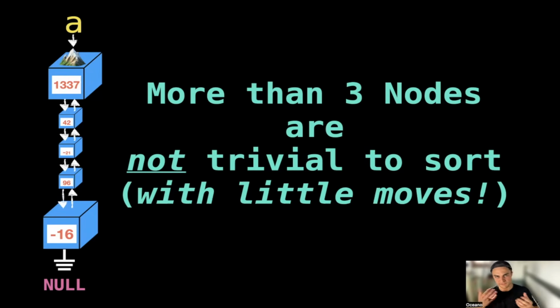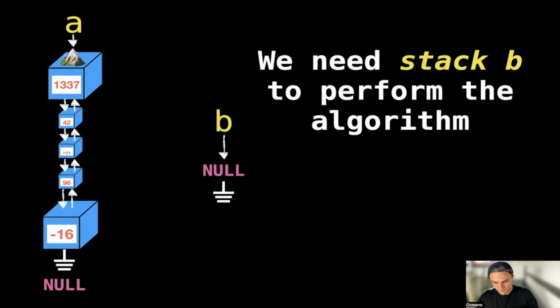You have swap, rotate, reverse rotate, and push. What do? Well, you have to work out an algorithm. And now I'm going to show you the algorithm that I thought for this specific case. Of course, we're going to need the stack B in this case. We just cannot do our magic only with stack A like when we had only 3 nodes.